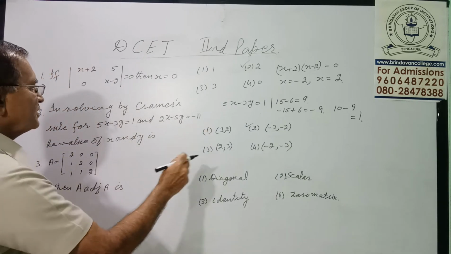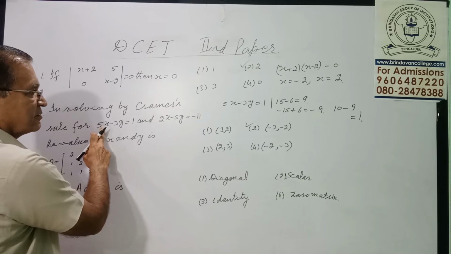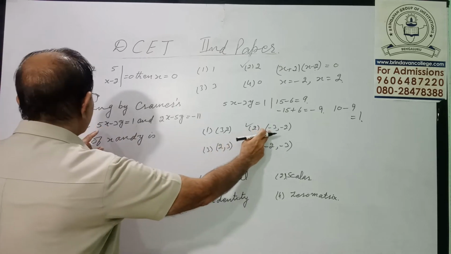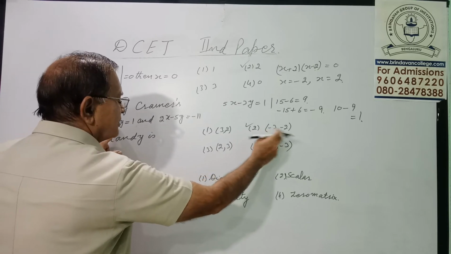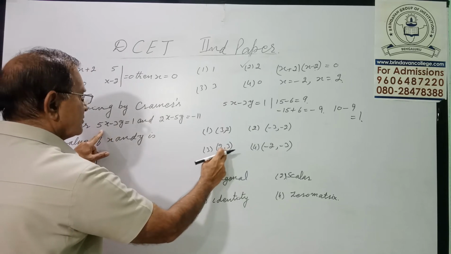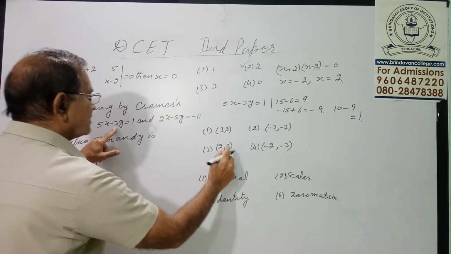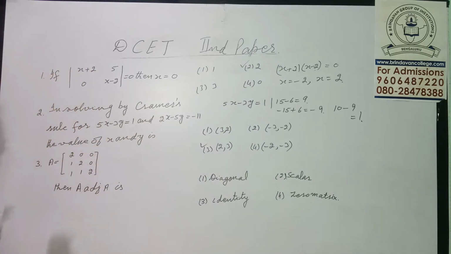Minus 3, minus 2, when we put minus 3, we will get minus 15 and minus 6, minus 15 minus 6 is minus 21. Second is not the answer. Then come to 2, 3. With 2 we will get 10, with 3 we will get 9. The answer is 3. So like that do it directly.